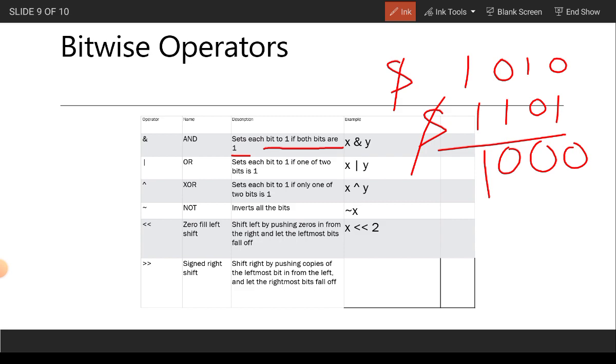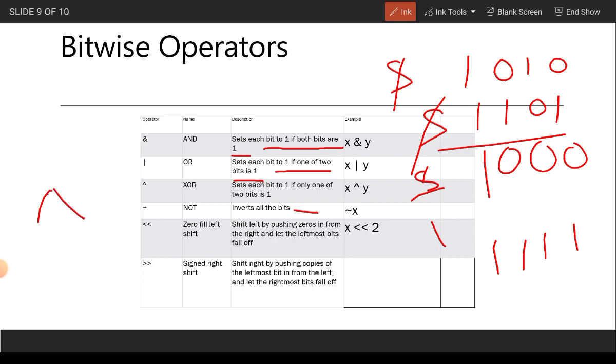Okay, what does OR do? It sets each bit to 1 if one of the two bits is set. This was the result of AND, and this is the result of OR. If any of the two is 1, then it will set to 1. Here it gives 1, here 1, here 1, here 1. And NOT will just invert all the bits.